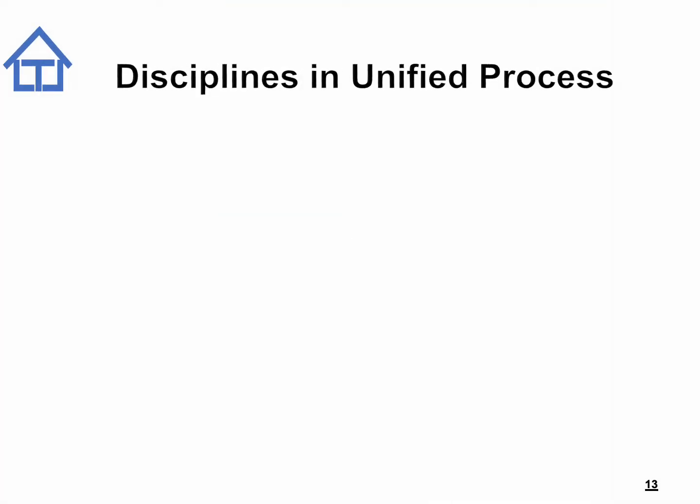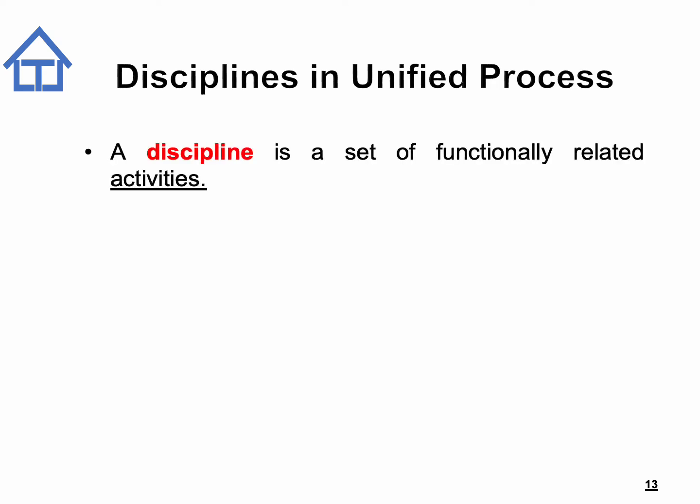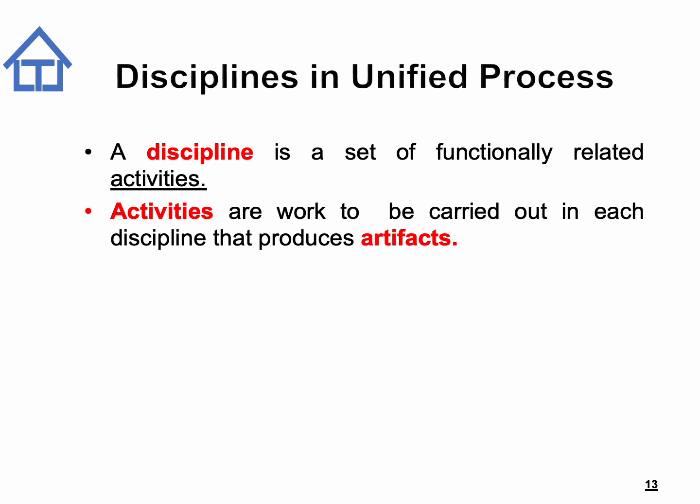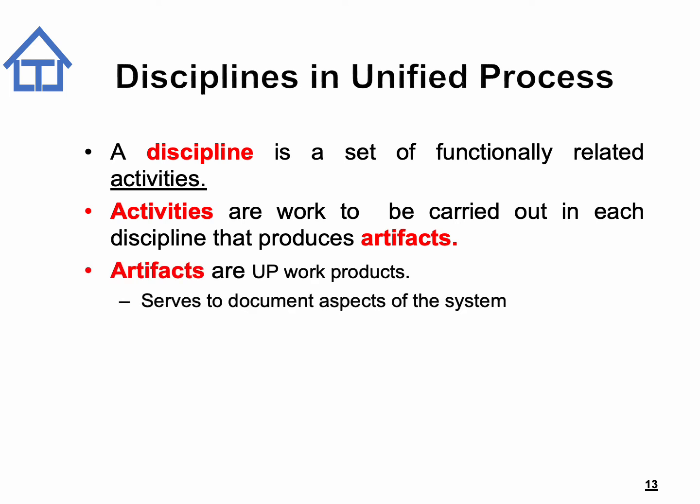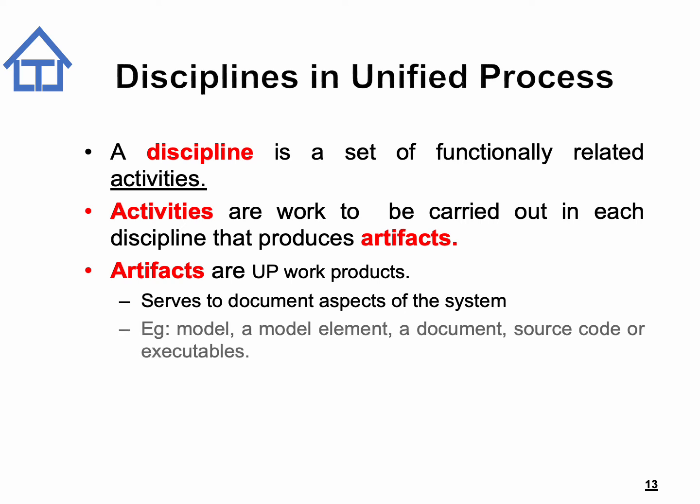Disciplines in unified process. A discipline in the unified process is defined as a set of functionally related activities. And activities are work to be carried out in each discipline that produces artifacts. Artifacts are UP work products. And the purpose of these work products is to document the various aspects of the system. Examples of work product can be a model element, a document, source code, or even executables.